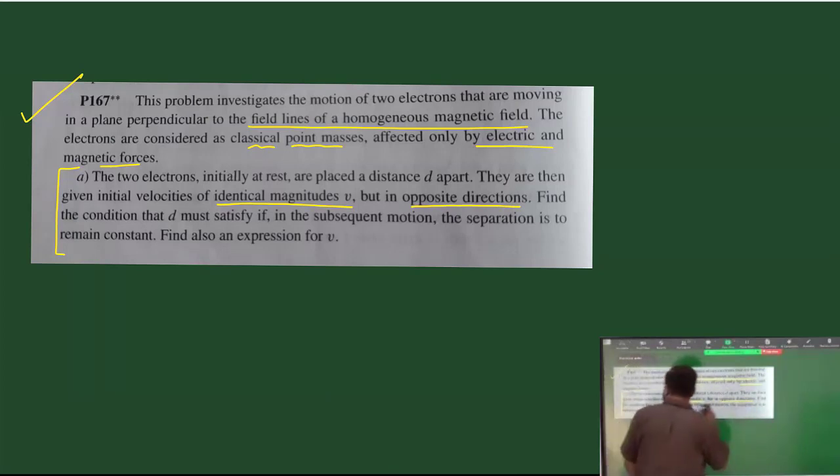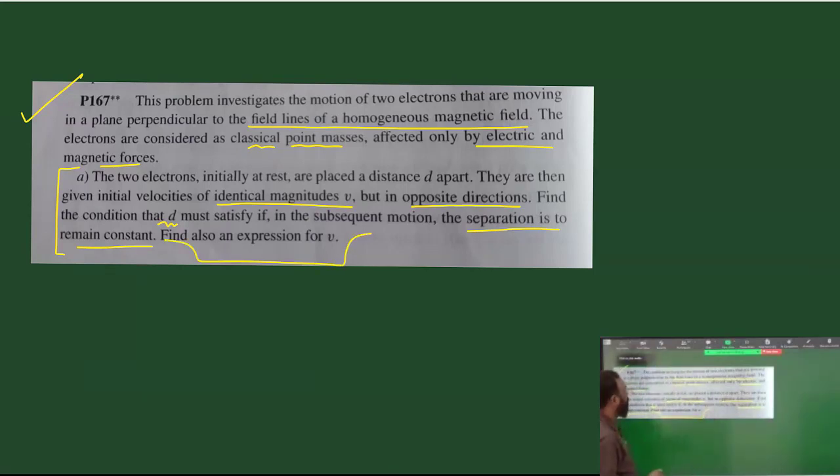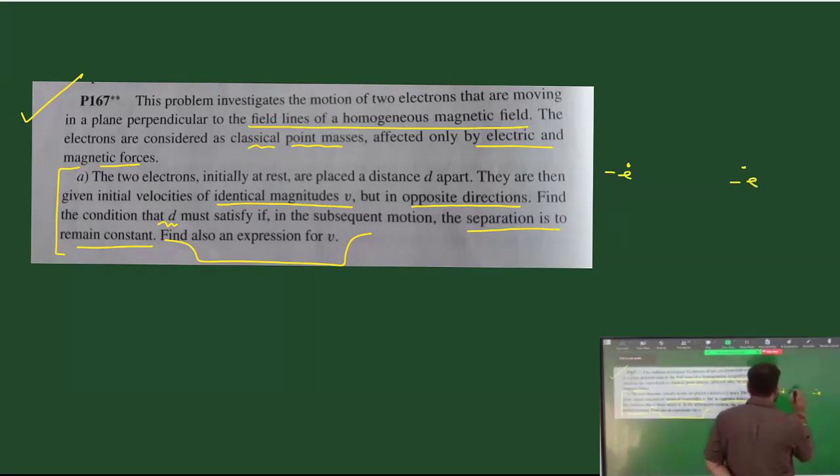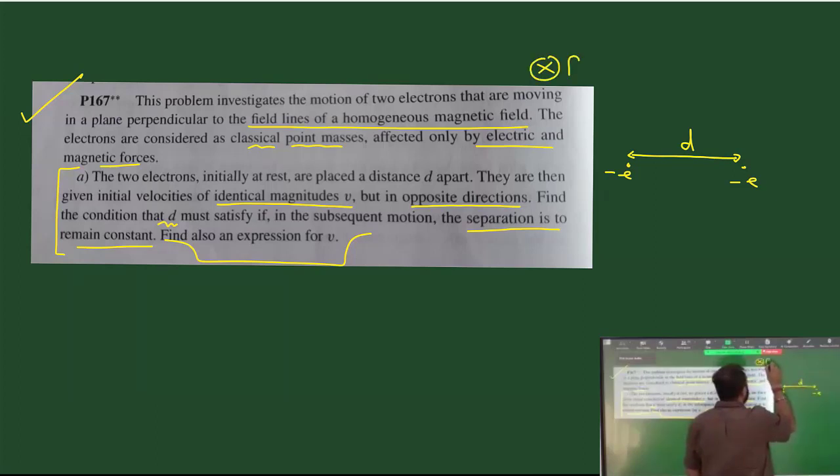So you have to tell me what is the condition on the distance between them in the subsequent motion if the separation between the particles has to remain constant? And you need to derive the expression for V also. So, let me take gravity-free space and let me take these two electrons, minus e, kept at some distance d. And these are to be provided with velocities in the opposite direction. Now, there's a magnetic field also. Let's say the magnetic field is in the cross direction, B.